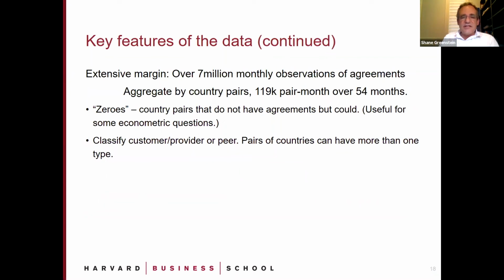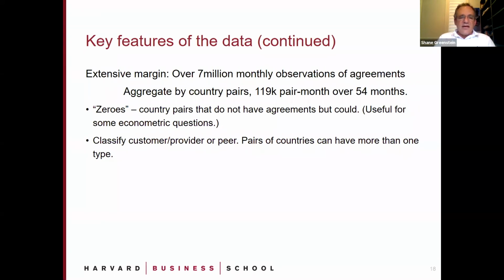Now, a few other data points. There are 54 months of data here. And in those 54 months of data, we observe over 7 million monthly observations of agreements. We're going to aggregate that up into country pairs, where we get number of agreements per country pair. So that's going to be 119,000 pair months over 54 months, where we're able to observe contracts. There are, in addition, zeros, that is to say, pairs of countries who otherwise don't have agreements, and we will fill in those zeros.